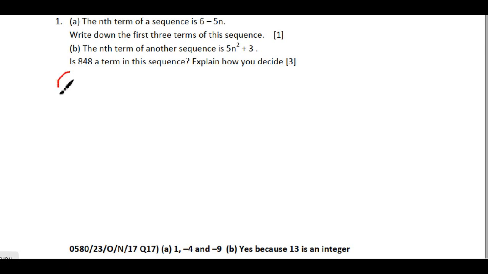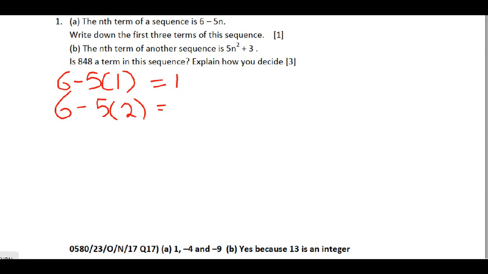terms of this sequence. So we write 6n minus 5, instead of n we write 1 because we need the first term. n is the number of terms. So for the first term you write 1 and the answer for 6 times 1 minus 5 is also 1.